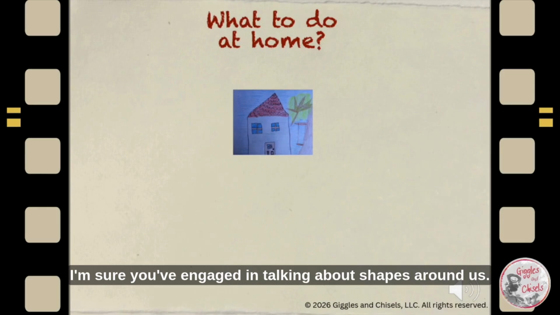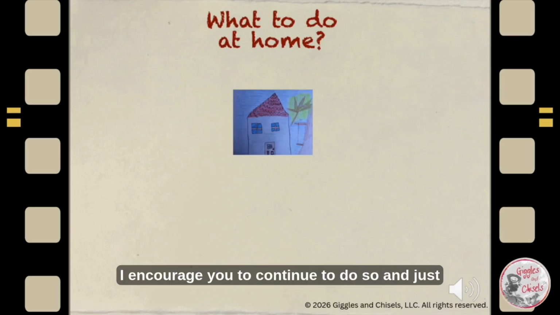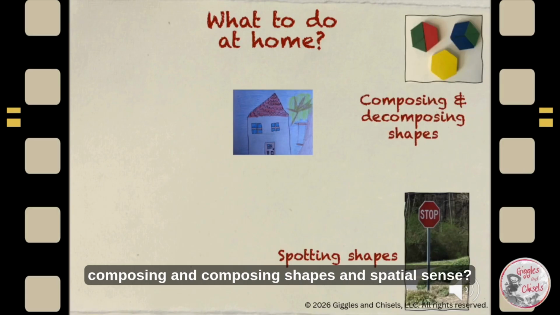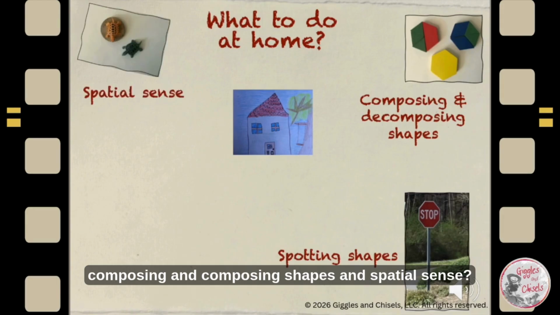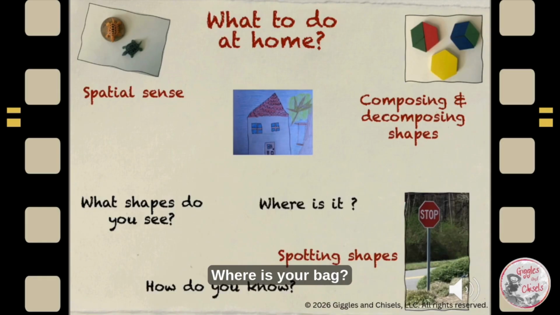So at home, I'm sure you've engaged in talking about shapes around us, and I encourage you to continue to do so, and just be deliberate about it. Keep in mind: spotting shapes, and how do you know; decomposing and composing shapes; and spatial sense. What shapes do you see? How do you know? Where is your bag?